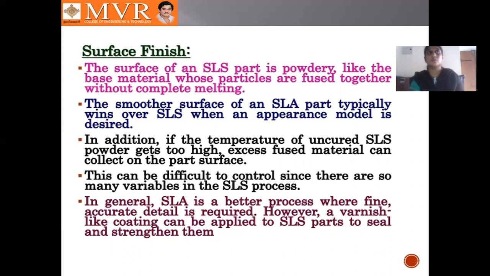Okay, surface finish is very important in this material, because the surface of an SLS part is powdery, with the base materials. In addition, if the temperature of uncured SLS powder gets high, excess fused material can collect on the part surface. In general, SLA is a better process where fine, accurate detail is required. The powder will be melted by the fine powder piston, and that piston will be directly injected through the system.